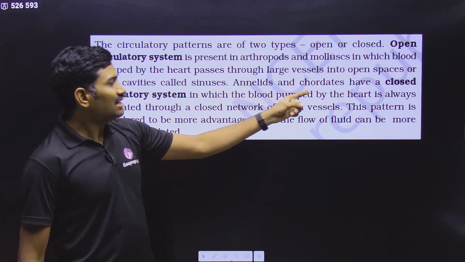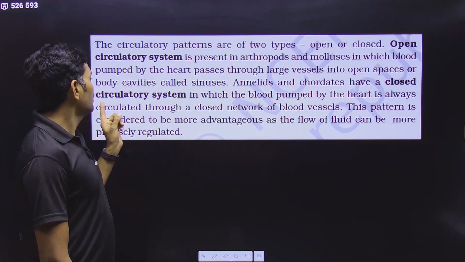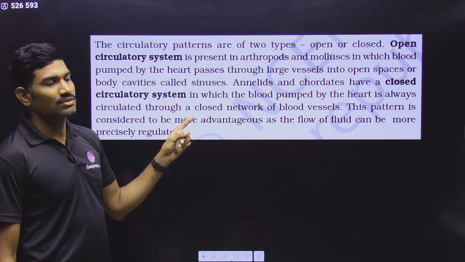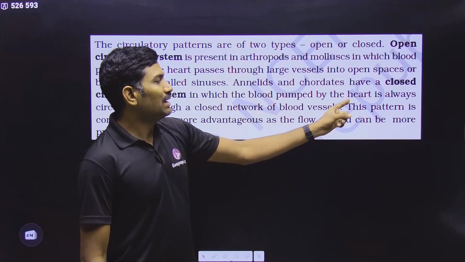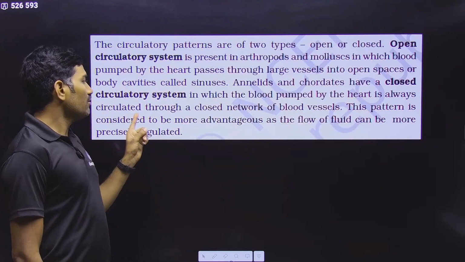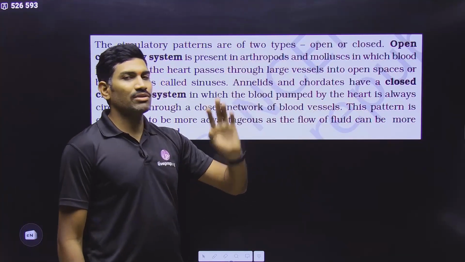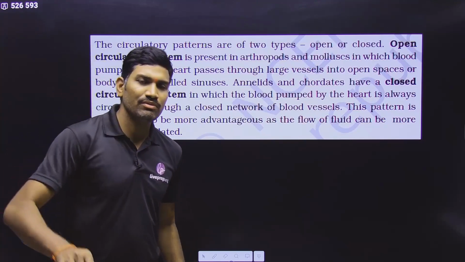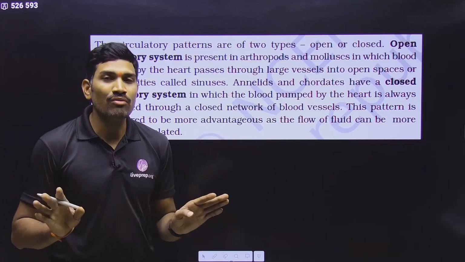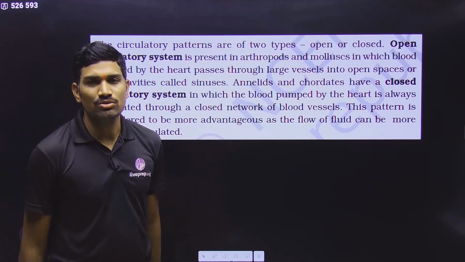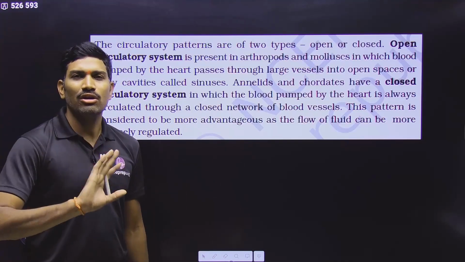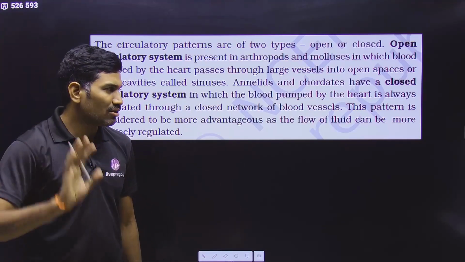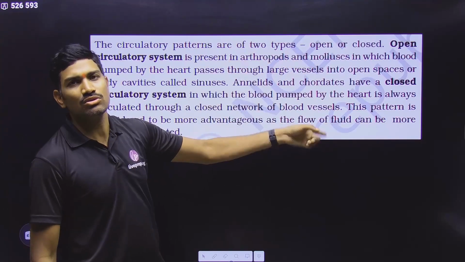Next one, annelids and chordates have closed circulatory systems. In which the blood pumped by the heart is always circulated through a closed network of blood vessels. Always it is moving within these blood vessels only. Nowhere is it directly opened into the tissues or tissue gaps, or you can call them sinuses. They are not opening into the sinuses. That's why it is a closed pattern.